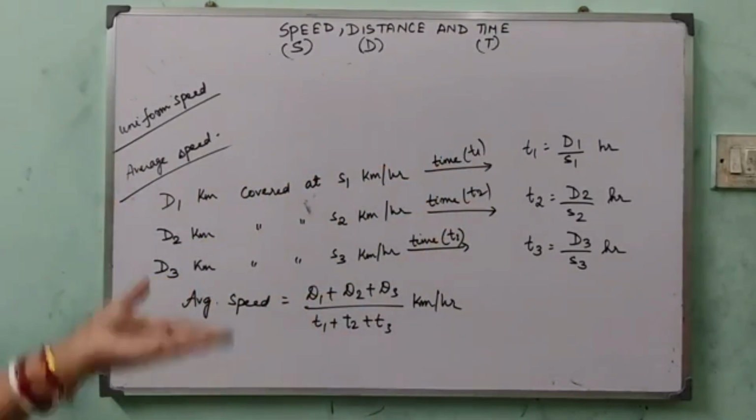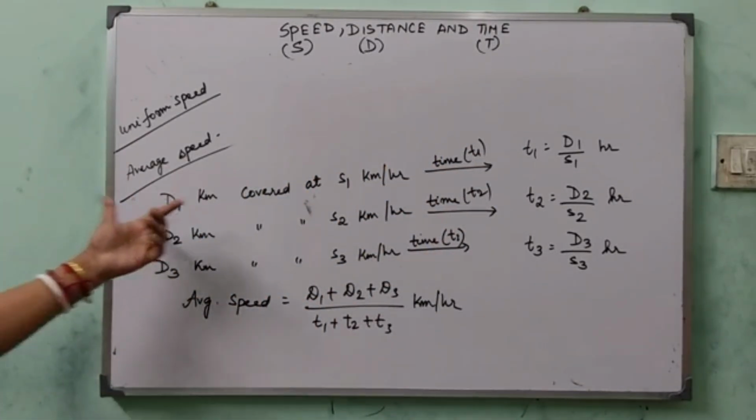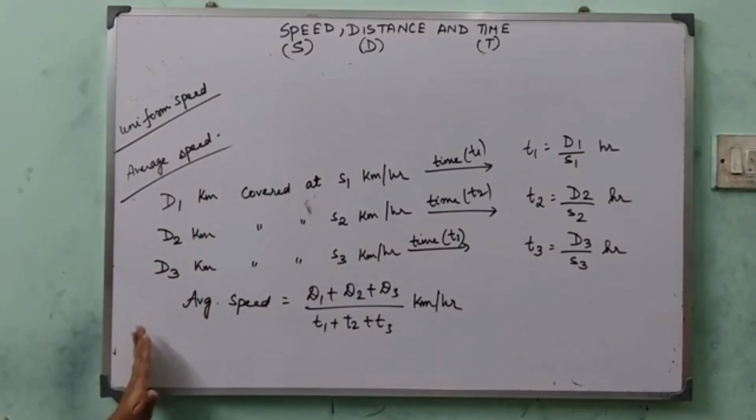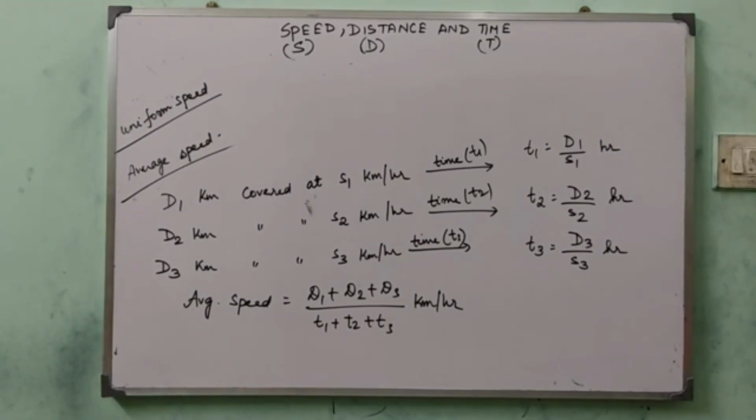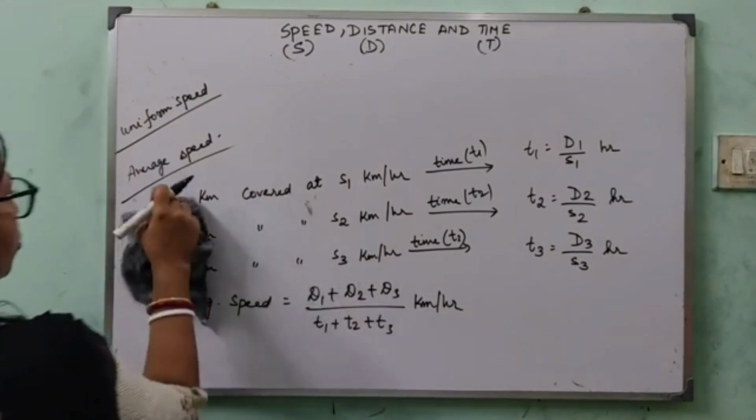So now once you get the different times for the different distances covered at different speeds, you will calculate your average speed, and the formula for average speed is the sum of the distances covered, or the total distance covered, by the total time taken to cover the distance. So let's do one example based on this.